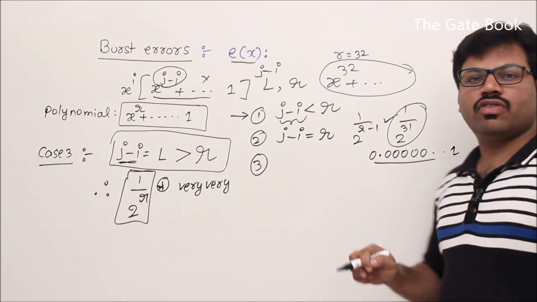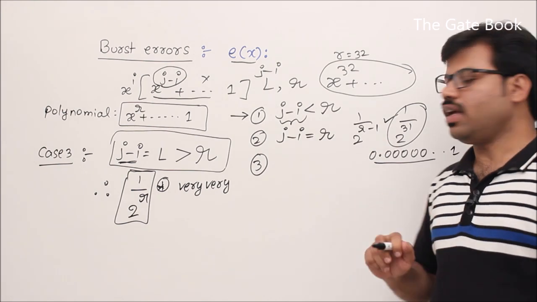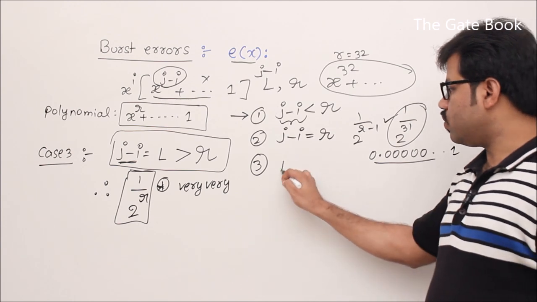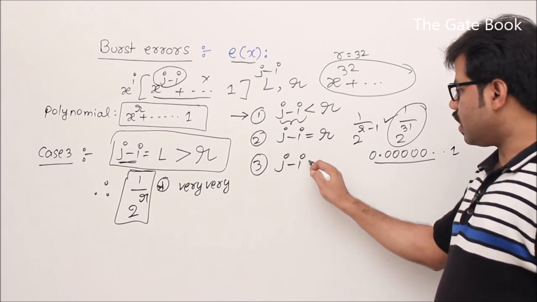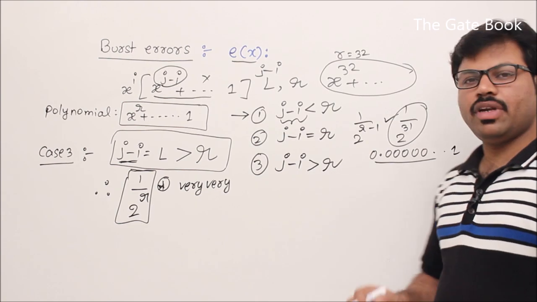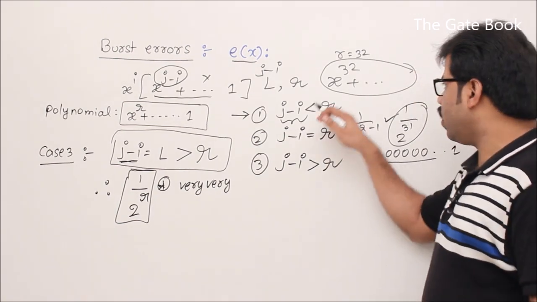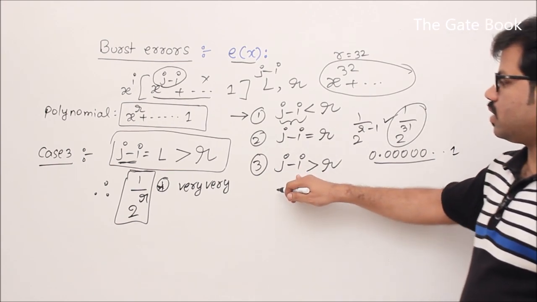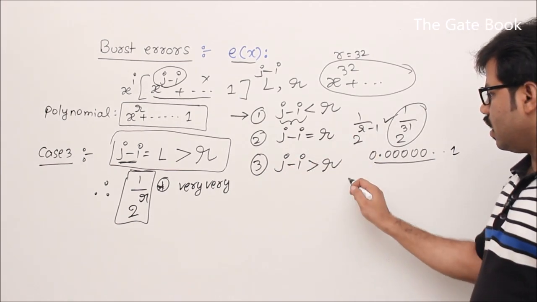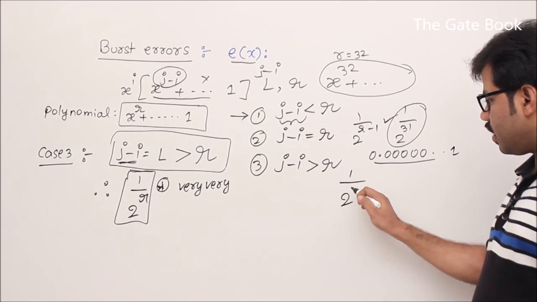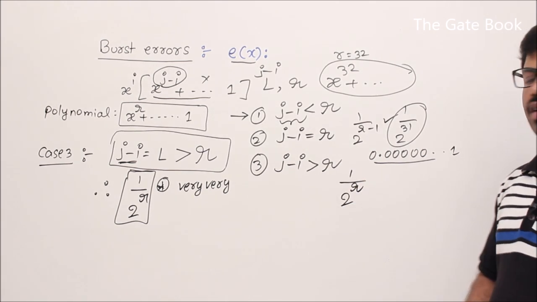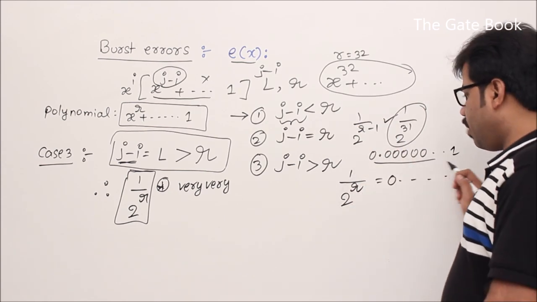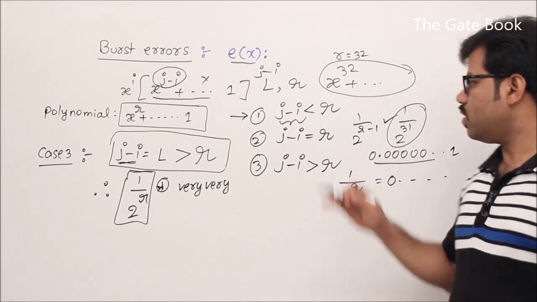That means it is very rare. With that probability we will not be able to detect that kind of error, so we are happy. Now if j minus i is greater than r, that means your burst length is more than the degree of the polynomial. Maybe your j minus i value is something like 60 or 70, whatever it is, then the probability that we cannot detect the error is 1 by 2 power r. So it is almost the same. Again here also we have a very rare probability that we can't detect it. So that is the story.